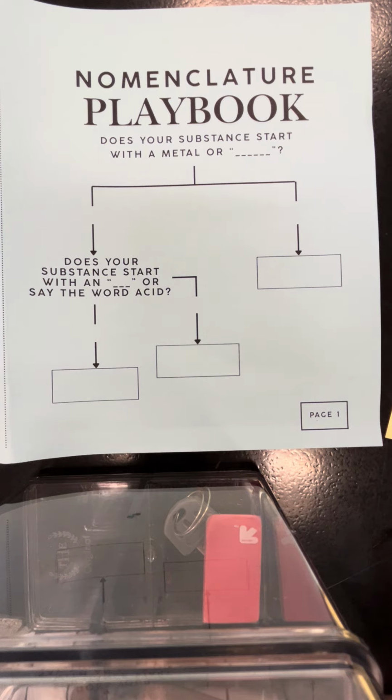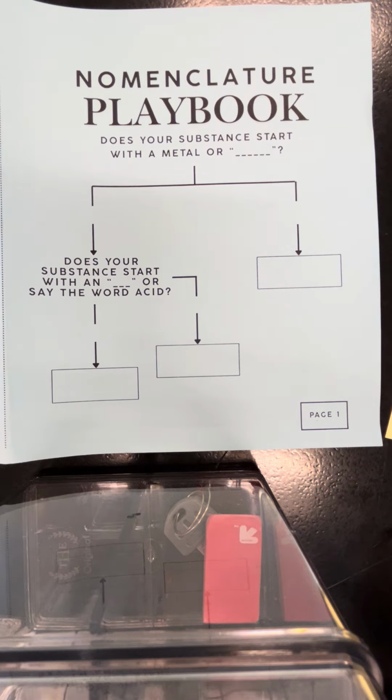So the Nomenclature Playbook is basically a huge decision tree. A decision tree is a tool that you can see on the internet a lot that will help you to determine what steps you should take based on your answers to certain questions. And so this very first page is, in my opinion, the most important page of this booklet because it helps you to determine what type of rules you should be following when you are naming a compound.